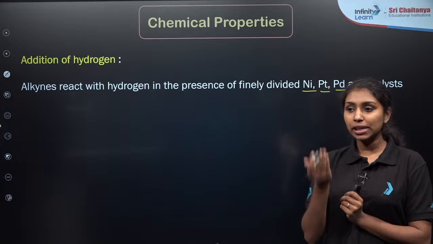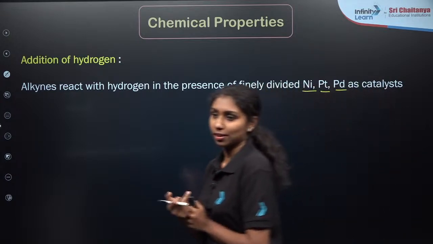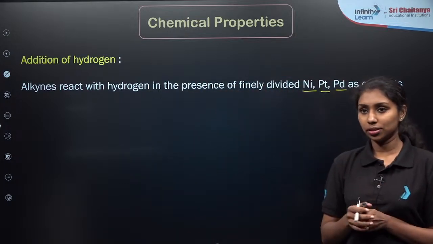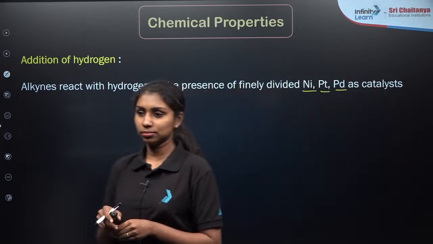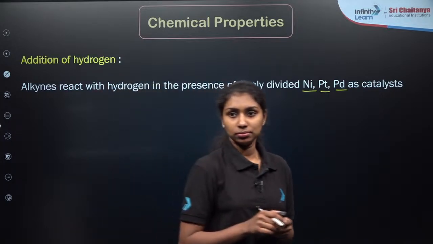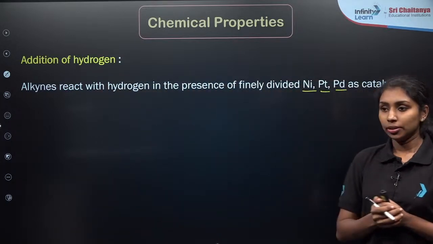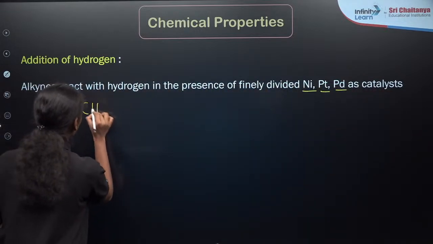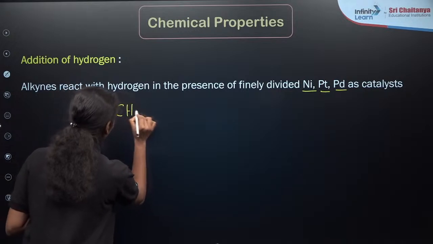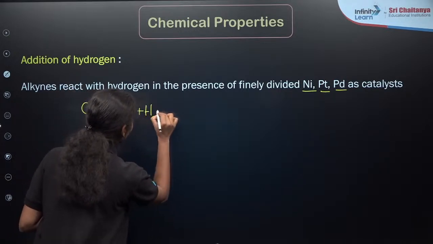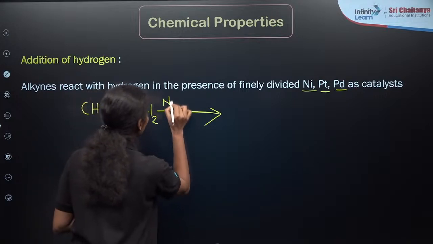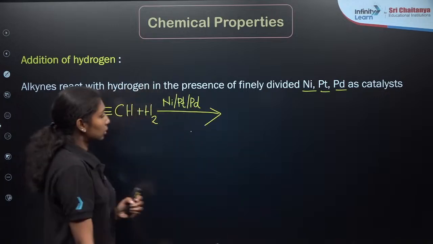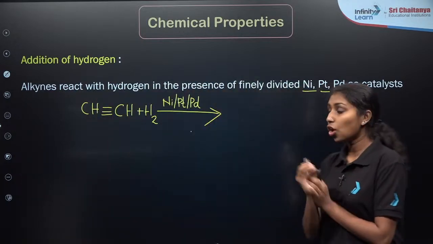Okay, just think about that. If you are increasing the molar mass, what will happen to the boiling point? In the case of alkanes, alkenes and alkynes, whether it is increasing or decreasing. Okay. For example, if I am taking the first alkyne, CH triple bond CH, our acetylene or ethyne, I am just adding H2 molecule in the presence of nickel, platinum or palladium as the catalyst. What will I get? The first step, what will I get? Whether it is an alkene or alkane.